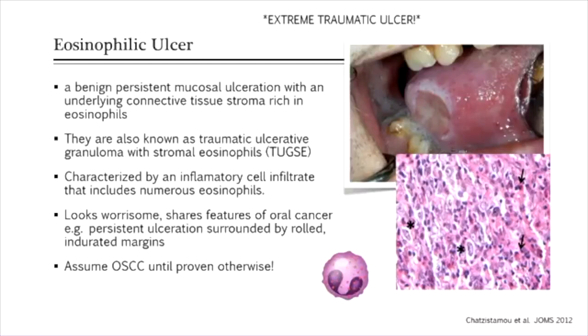And they're not usually found in high numbers, and that's why we call it an eosinophilic ulcer, or its other nickname, which is TUGSY, okay? It looks really scary, and it is a cancer until proven otherwise, okay? So until we see that there's no cancer, we see lots of eosinophils, our main differential for that would be squamous cell carcinoma.